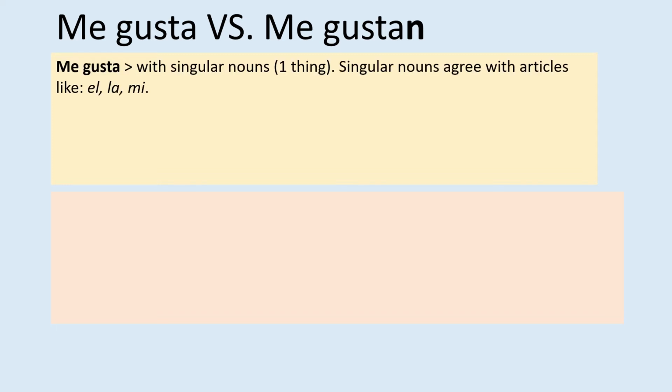So "me gusta", we use it with singular nouns. In other words, when we're talking about just one thing. Singular nouns agree with articles like "el", "la", or "mi", for example. Let's see some examples. "Me gusta el dibujo." I like art. Art in Spanish is "el dibujo" and it's singular and it's masculine. And I know that because it goes with "el", and also "dibujo" ends in O, so that gives me a clue. So I'm going to use "me gusta" without N.